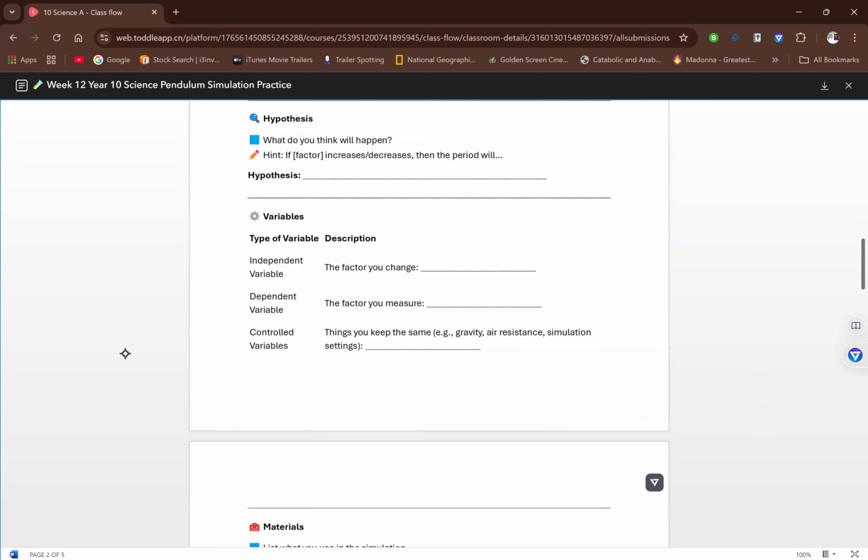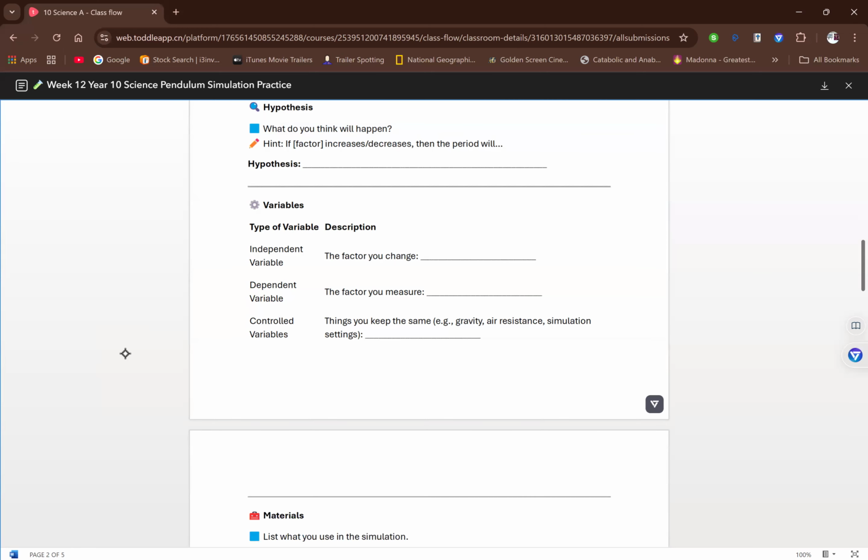Control variables means the factors that you need to stay the same. What you need to stay the same, you have to mention at least 2. Use the same mass of bob, use the same type of string, use the same starting angle. So you have to mention at least 2.